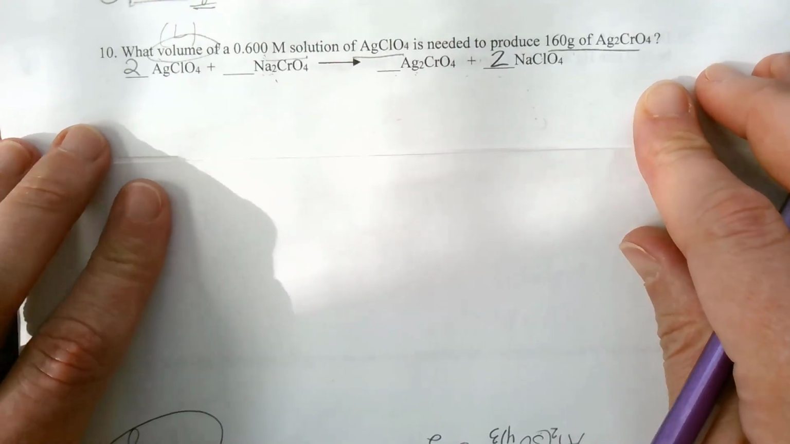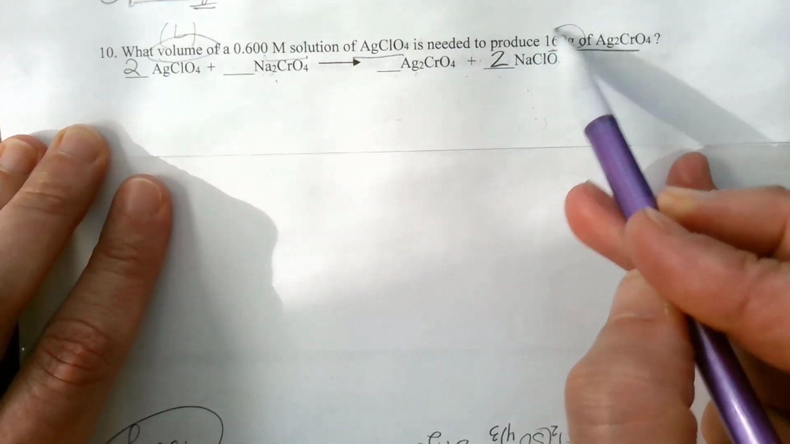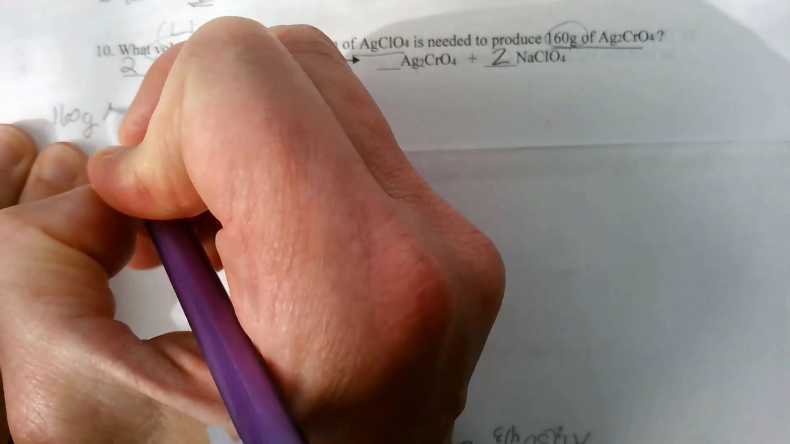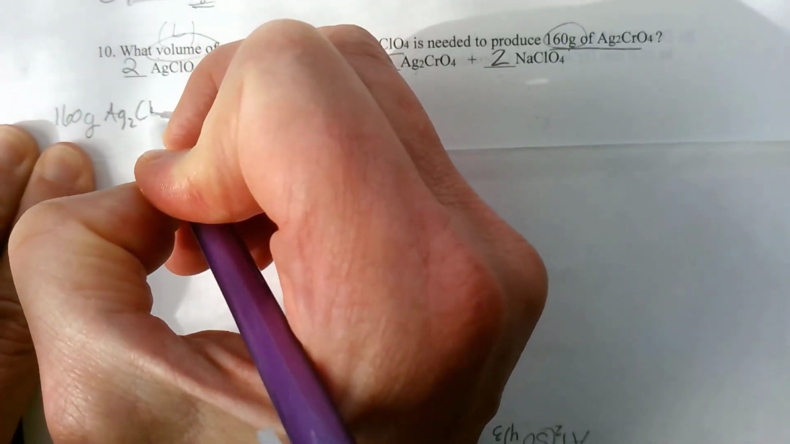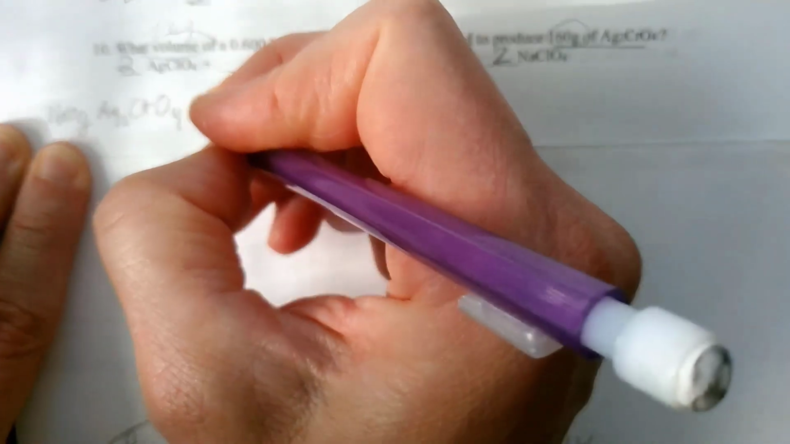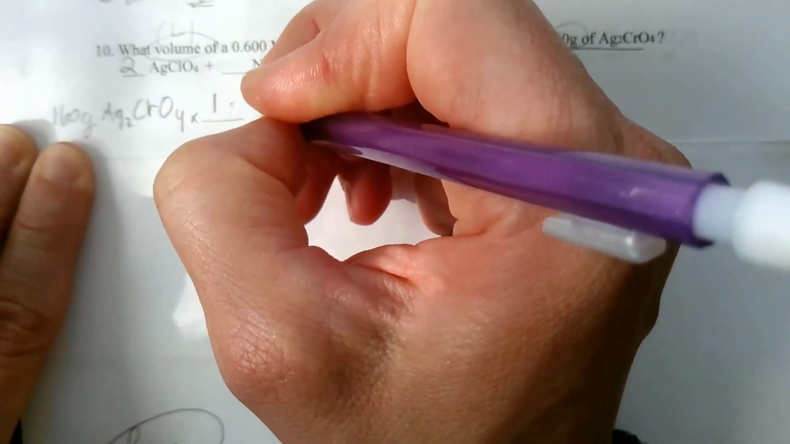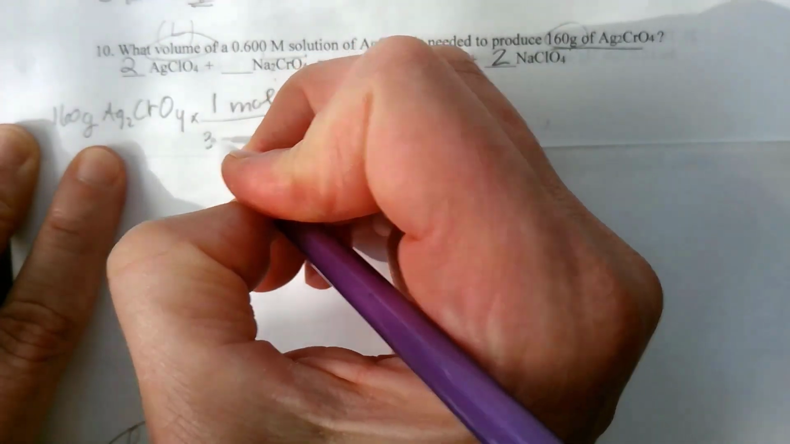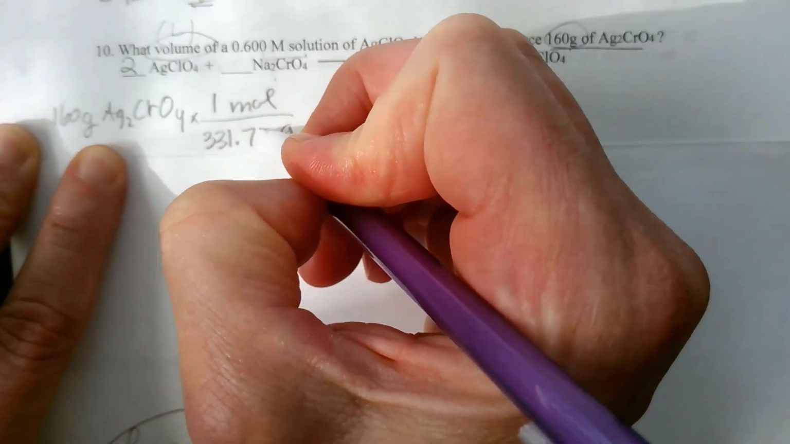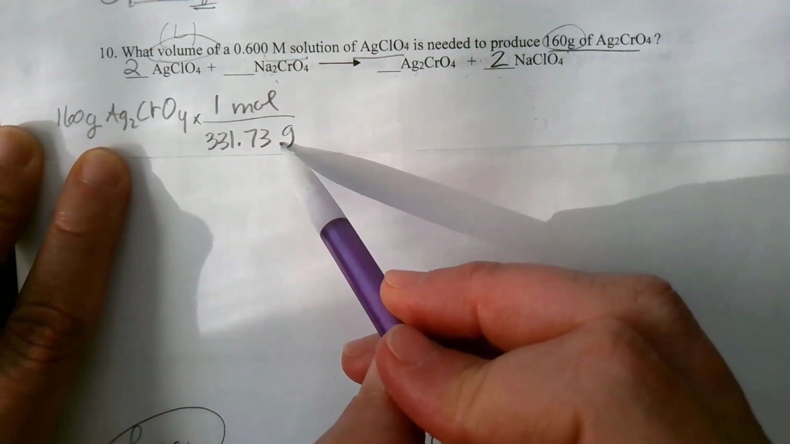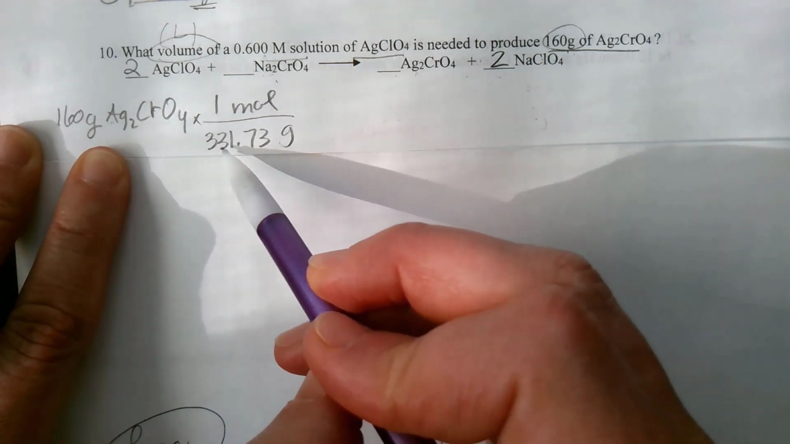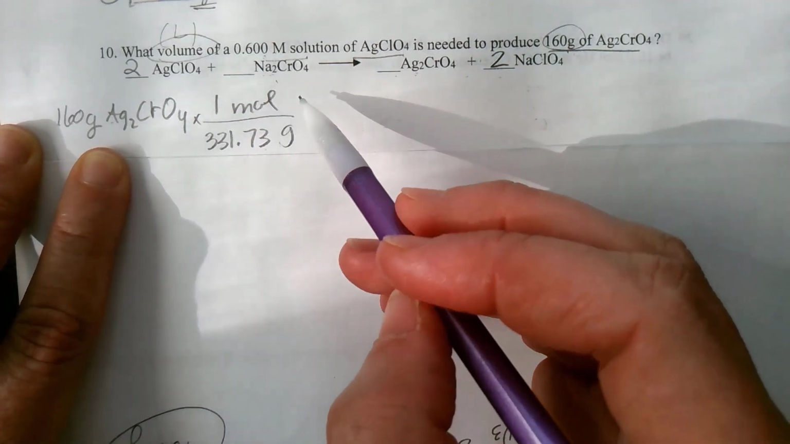Okay, so the first thing that I see is I have grams. And we can't do anything with grams. It always has to be in moles. So let's get our 160 grams of Ag2CrO4 into moles. The molar mass of silver chromate is 331.73 grams for 1 mole of silver chromate.